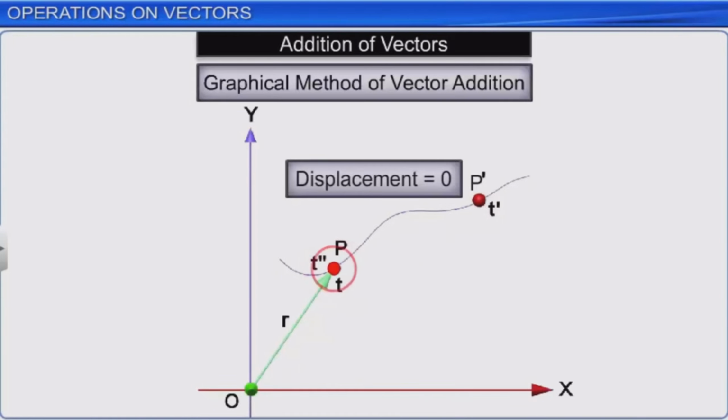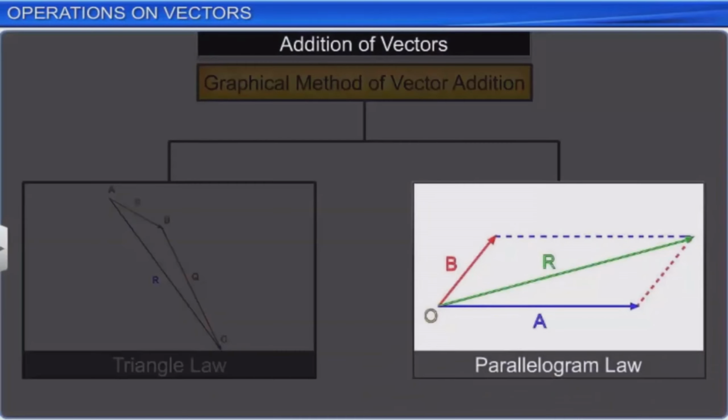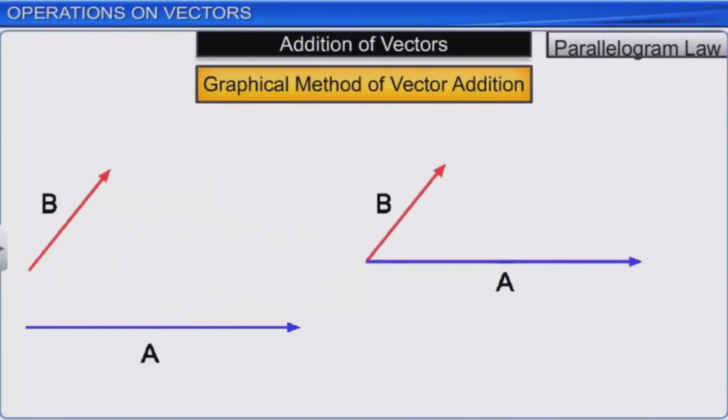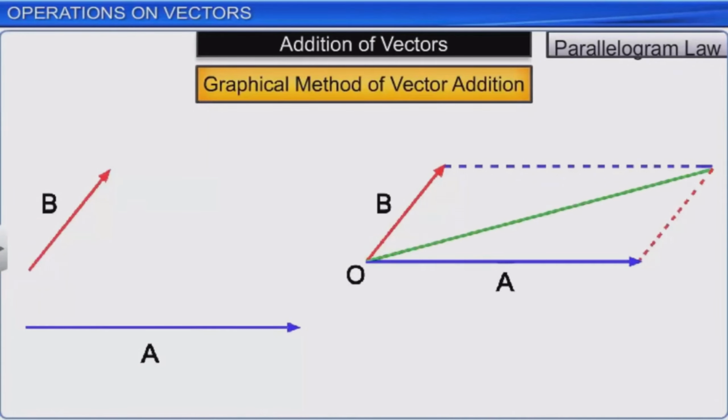Now let us discuss the parallelogram method for the addition of vectors. Consider vectors A and B which are to be added. Redraw the two vectors with their tails coinciding at a common origin O. Complete the parallelogram by drawing parallel lines. Then, draw a diagonal passing through O. At the end of this diagonal, display an arrowhead. The diagonal represents the resultant vector r.